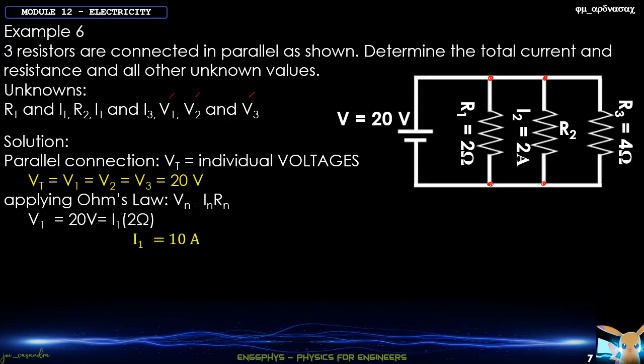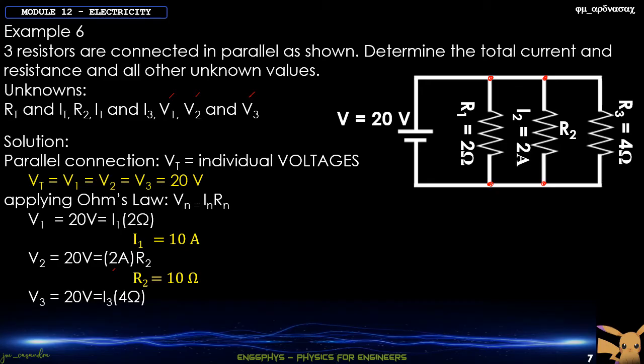amperes. Okay? So next, we have V2, which is also 20 volts. And that's equal to I2 times R2. Ang given sa atin is I2. So masusolve ko ngayon ang ating R2, which is now equal to 10 ohms. And lastly, for V3, which is also 20 volts, is equal now to the given resistance 4 ohms times the unknown I3, which is now equal to 5 amperes. So in that sense, we have solved already I1, R2, and I3.